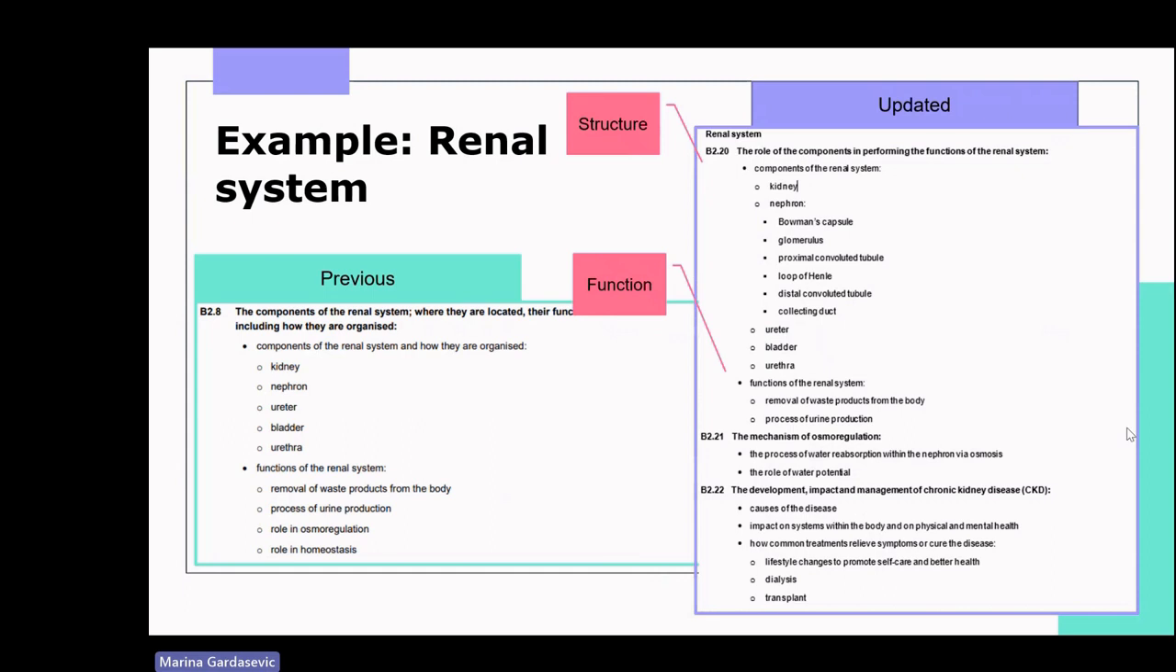The function, which has changed from the previous version of the specification, as homeostasis is now a core scientific concept, and the role of osmoregulation. Expanded are the mechanisms of osmoregulation as a scientific concept linked to that body system for context. And the disease is the development, impact and management of chronic kidney disease. You can clearly see in this example that there are similar components in the updated specification to previous. However, there are changes to take into account when curriculum planning.